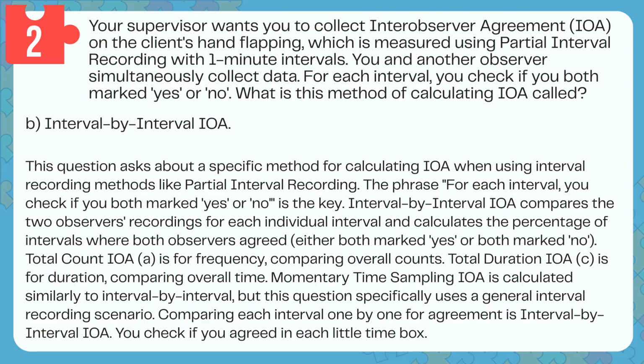Total count IOA, A, is for frequency, comparing overall counts. Total duration IOA, C, is for duration, comparing overall time. Momentary time sampling IOA is calculated similarly to interval by interval, but this question specifically uses a general interval recording scenario. Comparing each interval one by one for agreement is interval by interval IOA. You check if you agreed in each little time box.